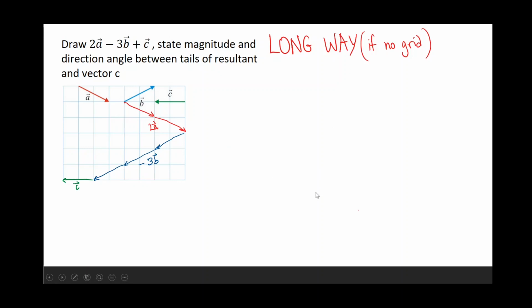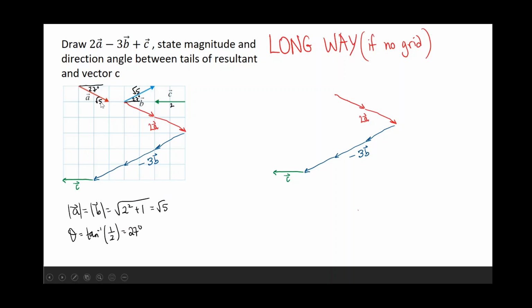Now let's discuss how to do this question if there was no grid. In other words, it's actually going to end up being quite a bit longer. I'm just going to briefly discuss the main steps, but I'm not going to solve it all the way. So I'm going to transfer our picture to be without the grid. If there is no grid, then you would have to be provided the magnitude and the direction of the original vectors. So the magnitude of this red one, vector A, would be root 5, and the magnitude of B would be the same. I found that just using the Pythagorean theorem on the size 2 and size 1 triangle.